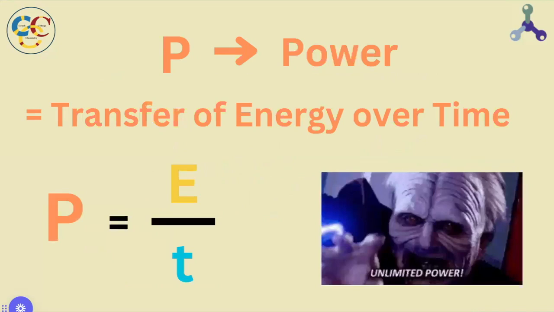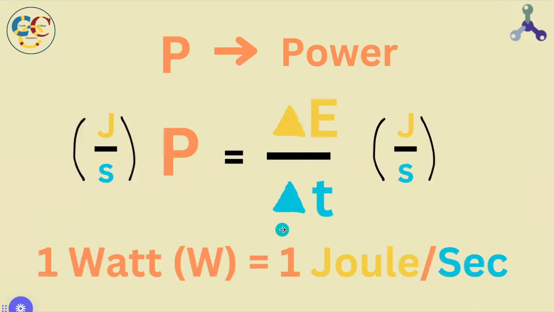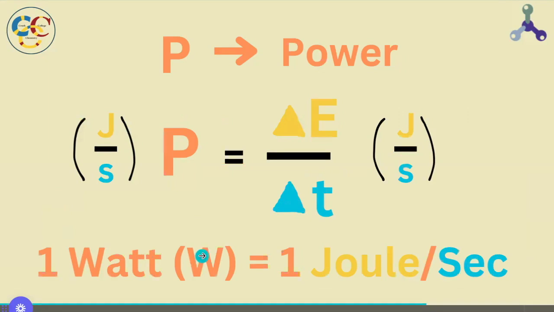Power, on the other hand, is the rate at which energy is transferred, meaning gained or lost, per unit of time. For this reason, we often write it as change in energy over change in time. Likewise, we have units of joule per second, and that is also equal to a watt.